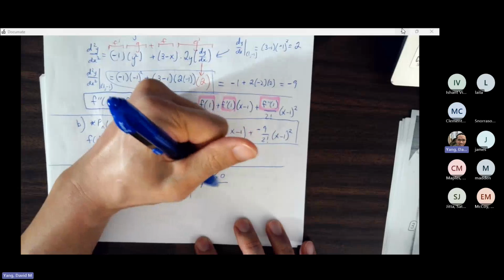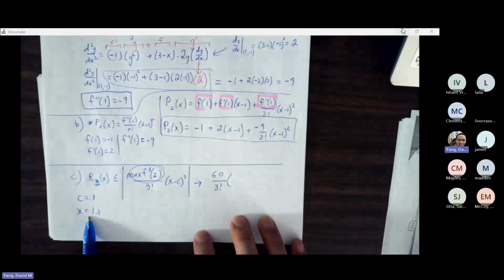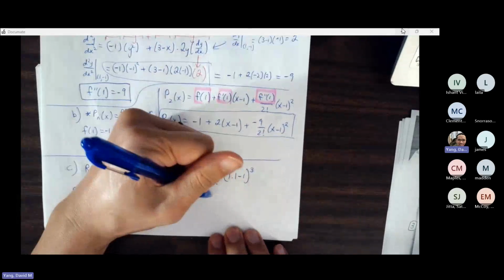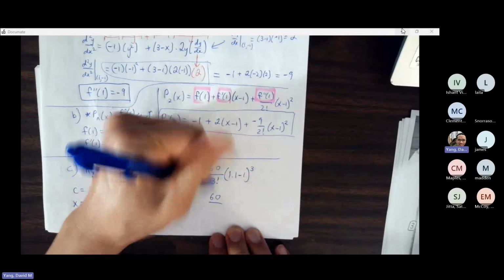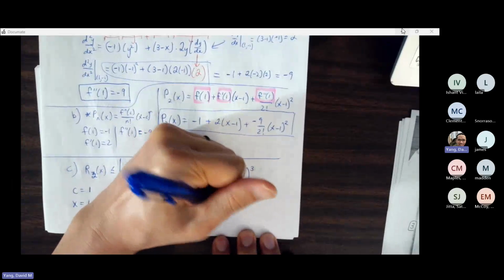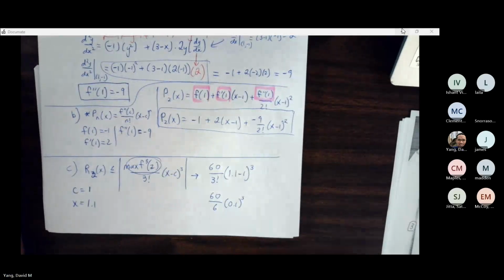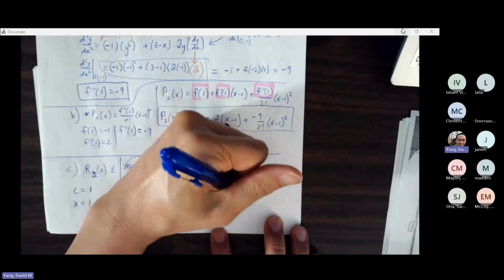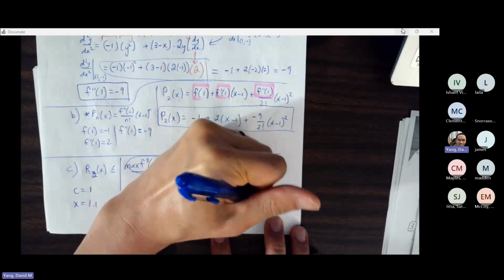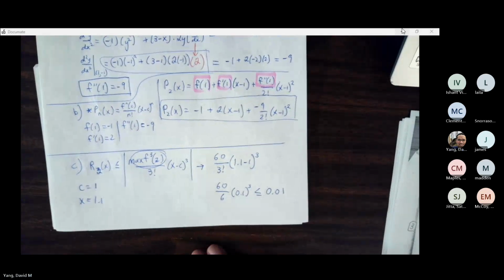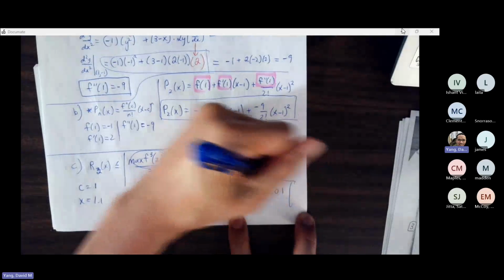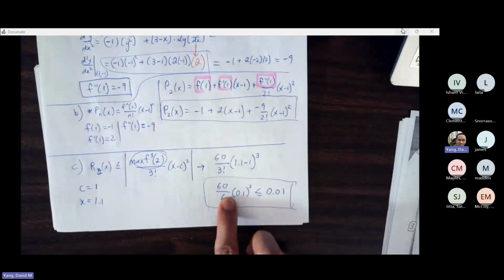So 60 over 3 factorial, x minus c, so 1.1 minus 1 to the third power. That's going to be 60 over 6, 3 times 2 is 6, times 0.1 to the third. That is less than or equal to 0.01. And it ends up being 10 times 0.1 to the third, which is 0.01. So you can work that out or just trust that it is going to be less than or equal to.